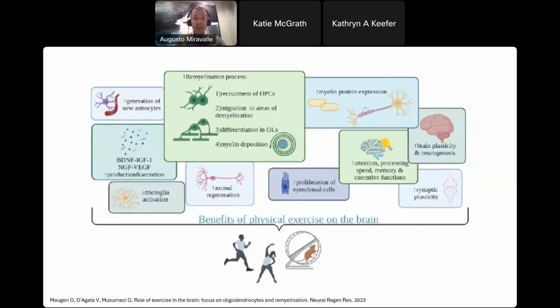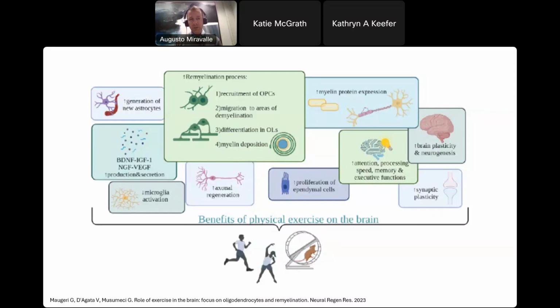Exercise has been seen as improving the recruitment of these baby cells, the OPCs. Exercise has been seen as helping these oligodendrocytes get to the area that they need to myelinate. Also, it's been linked to an increase of the growth factors we need in order for the axons to become healthier. Exercise has been linked also with improvement in cortical functions, attention, processing speed, memory, but also things like brain plasticity and neurogenesis, the creation of new neurons, particularly in the hippocampus and the prefrontal cortex.